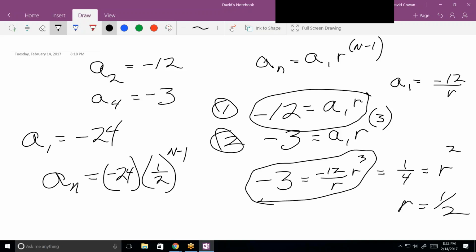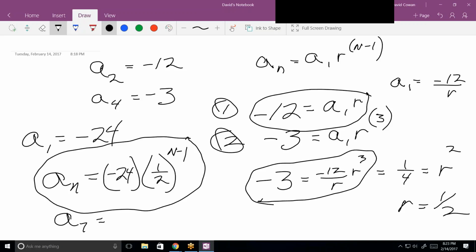And that will give you any term you want. Did they ask for a term? They must have. Or did they just ask for the explicit nth term formula? They asked for A7, or A sub 7. So to get a sub 7, minus 24 times 1/2 to the 6th power. Which is like negative 24 over 64.